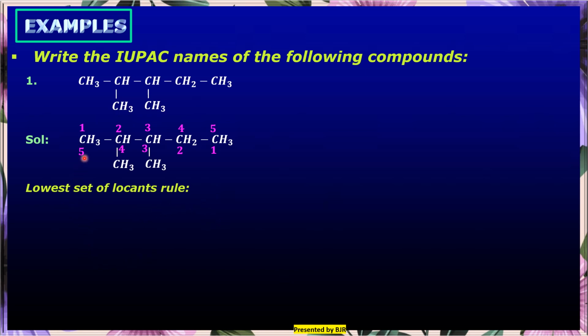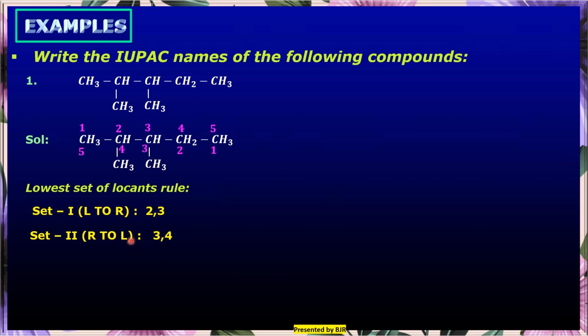See here, from left to right, to which carbon atoms the side chains are attached: second and third. So the first locant set is 2, 3 from left to right. Set 1, left to right, is 2, 3. Set 2, from right to left, methyl groups are attached to the third and fourth carbon atoms, that is 3 and 4.